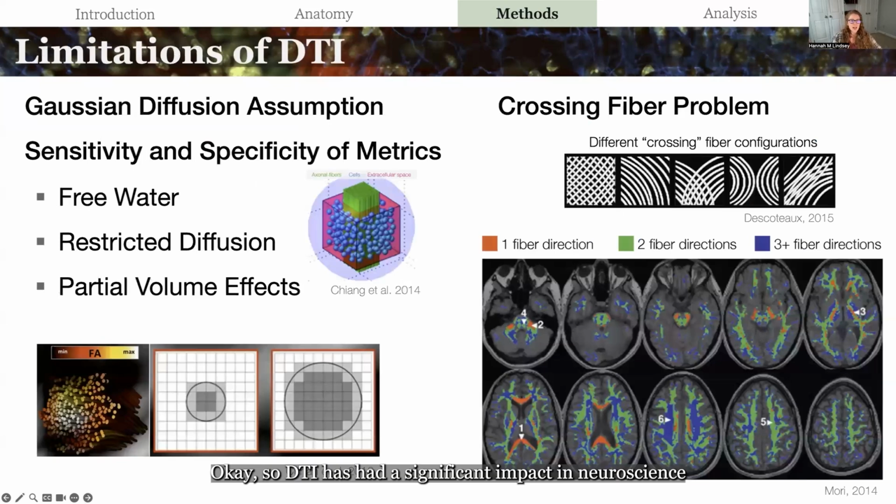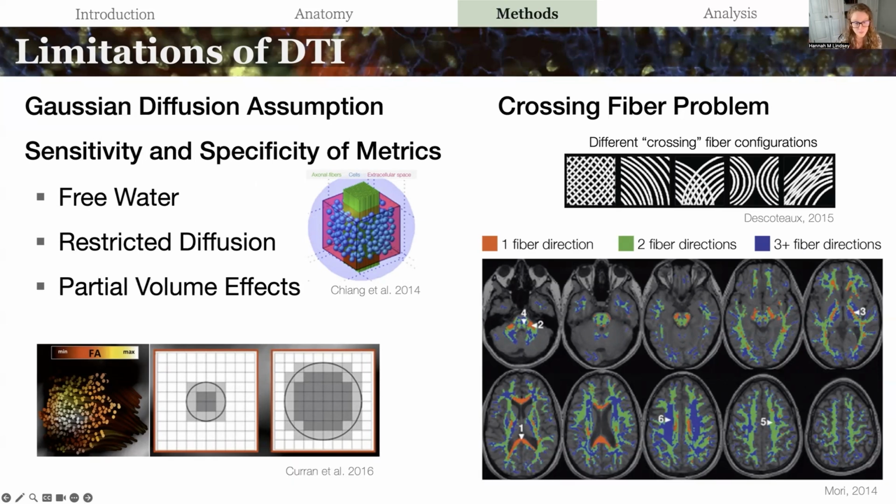Okay, so DTI has had a significant impact in neuroscience within a relatively short period of time, and it is by far the most commonly used diffusion MRI method to date. Its success largely stems from the simplicity of the tensor model and the relatively low requirements on the data needed to fit it. However, it does suffer from a number of limitations that have always been known, but many of which are now recognized to be very serious compounds.